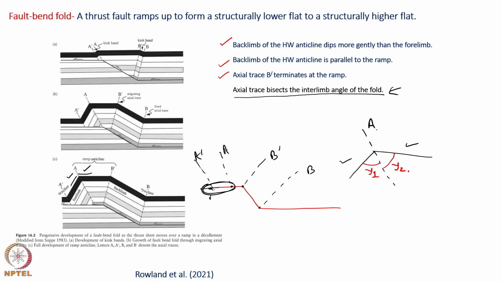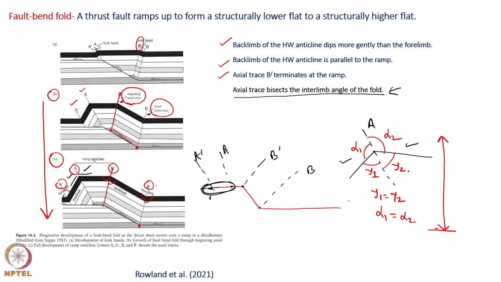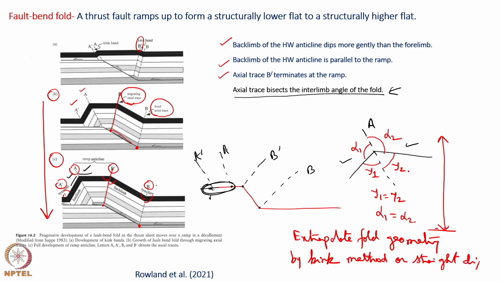Not only this, for A, same thing holds true for B dash, these two angles are the same, and for B these two angles are the same, and here these two angles are the same. As here gamma 1 equals gamma 2, obviously these two angles alpha 1 and alpha 2 will be the same. This angular relationship becomes very important when we are going to extrapolate fold geometry by the kink method or straight dip domain method.